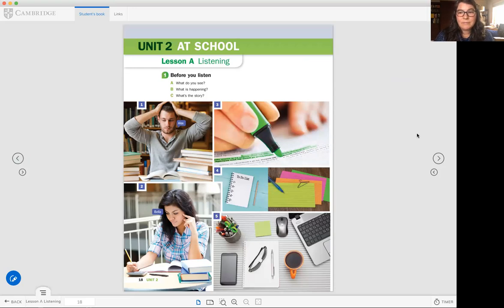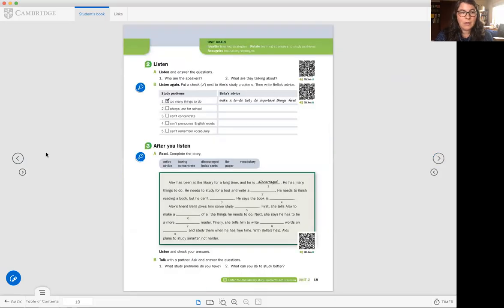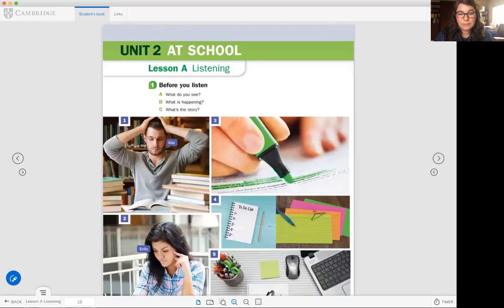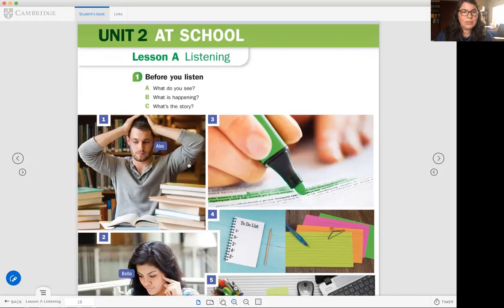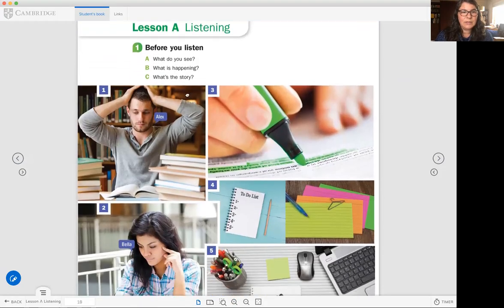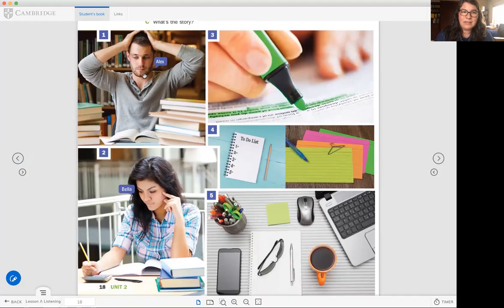This is listening, and the listening's over here, but we're going to look at the picture first. So what do you see? What's happening? What's the story? Okay, this is Alex. Does he look happy? No, for some reason. And then there's Bella, and she looks happy, I think. They are both studying, but Bella looks happy and Alex looks maybe frustrated, not happy.